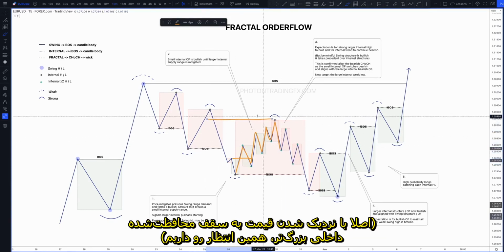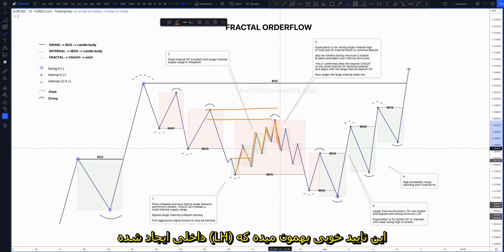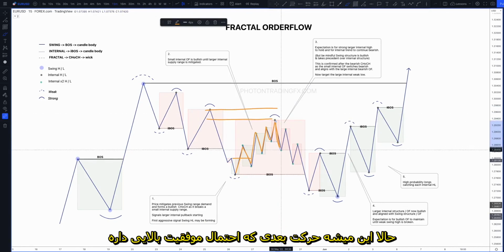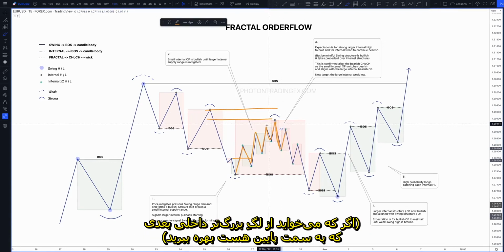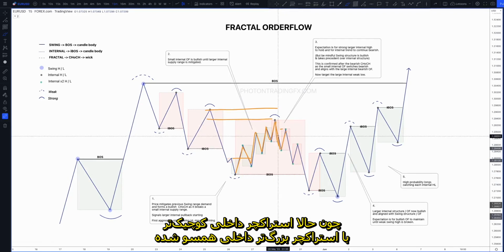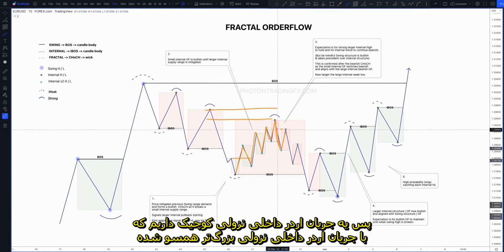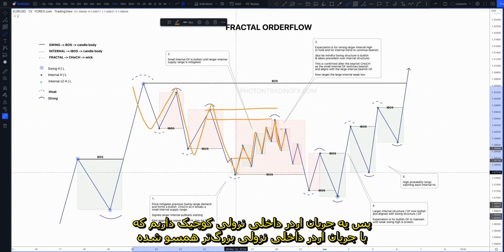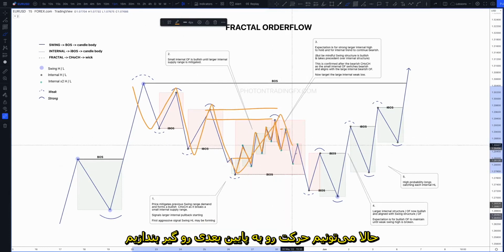And we expect that as price comes in towards that protected larger internal high, that gives us good confirmation that this is in play. And now this becomes the higher probability move if you want to play that next larger internal leg to the downside, because now the small internal structure is aligned with the larger internal structure, right? So we now have small bearish internal order flow, which is aligned with the overall larger bearish internal order flow to catch that next movement down.